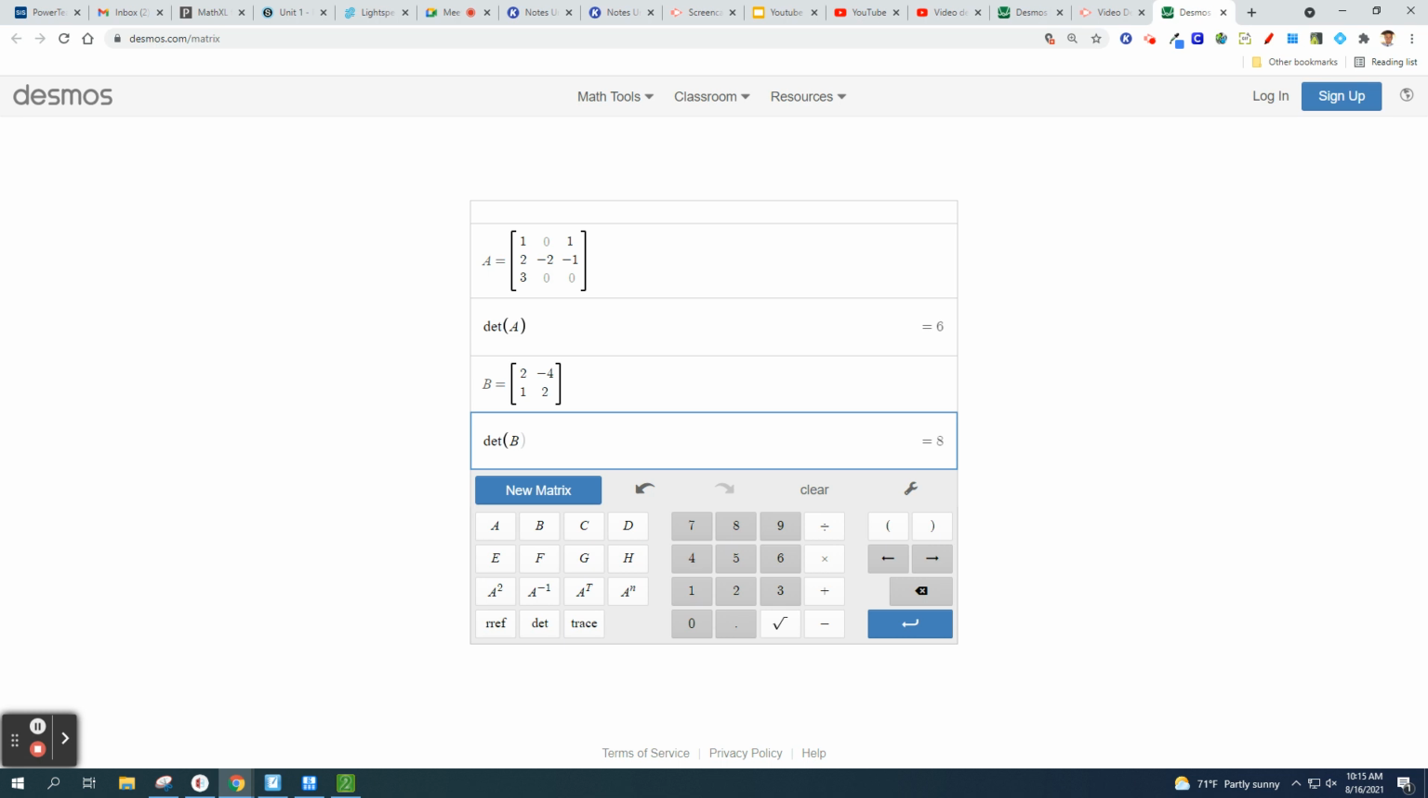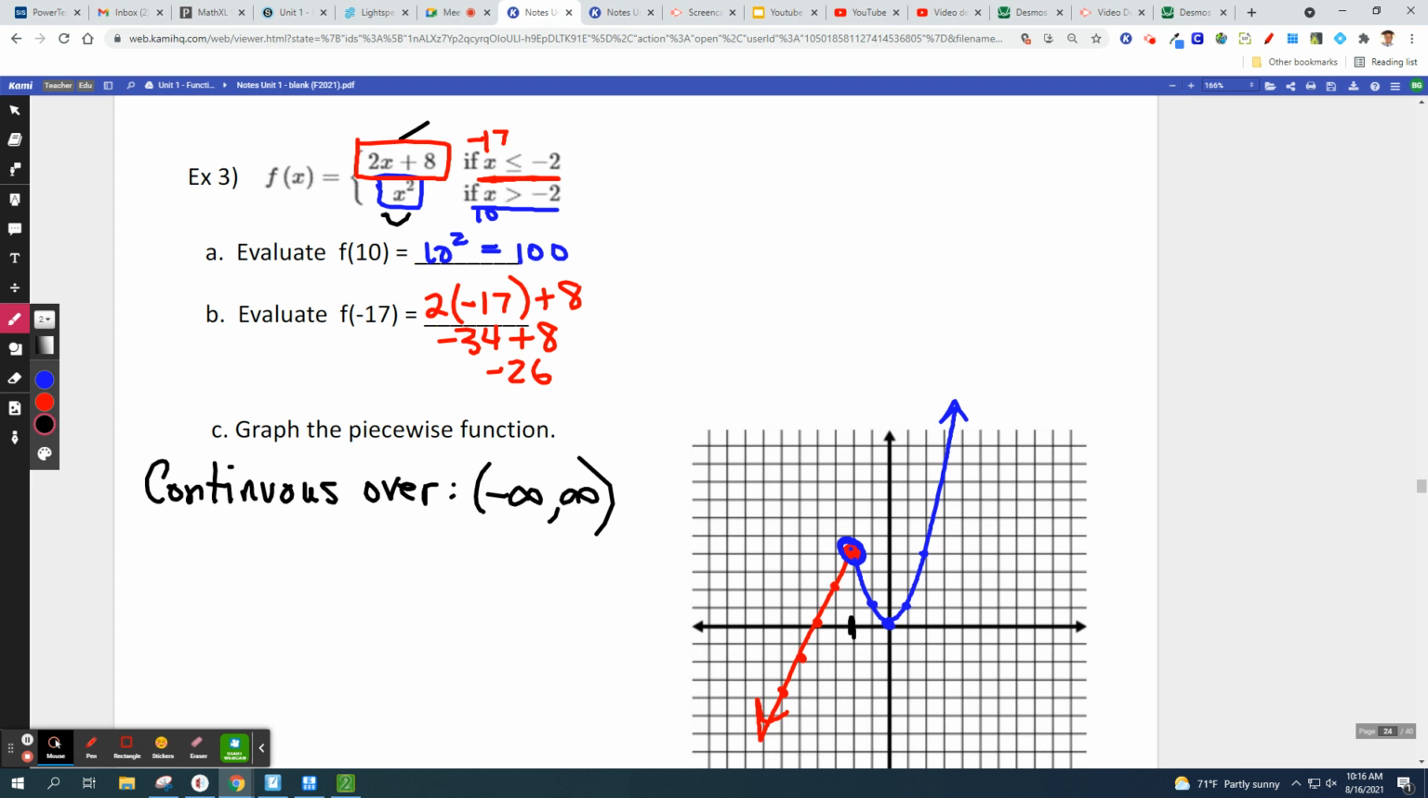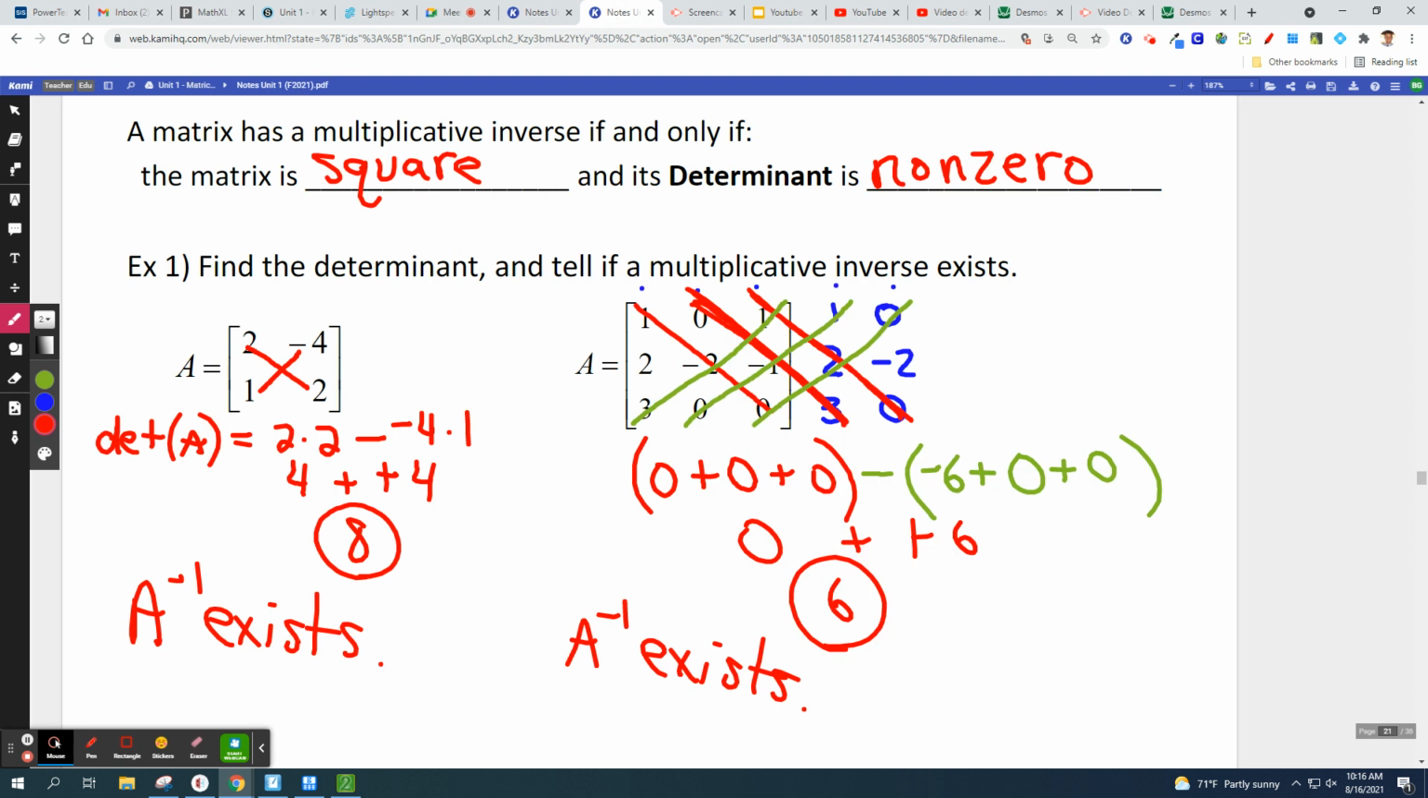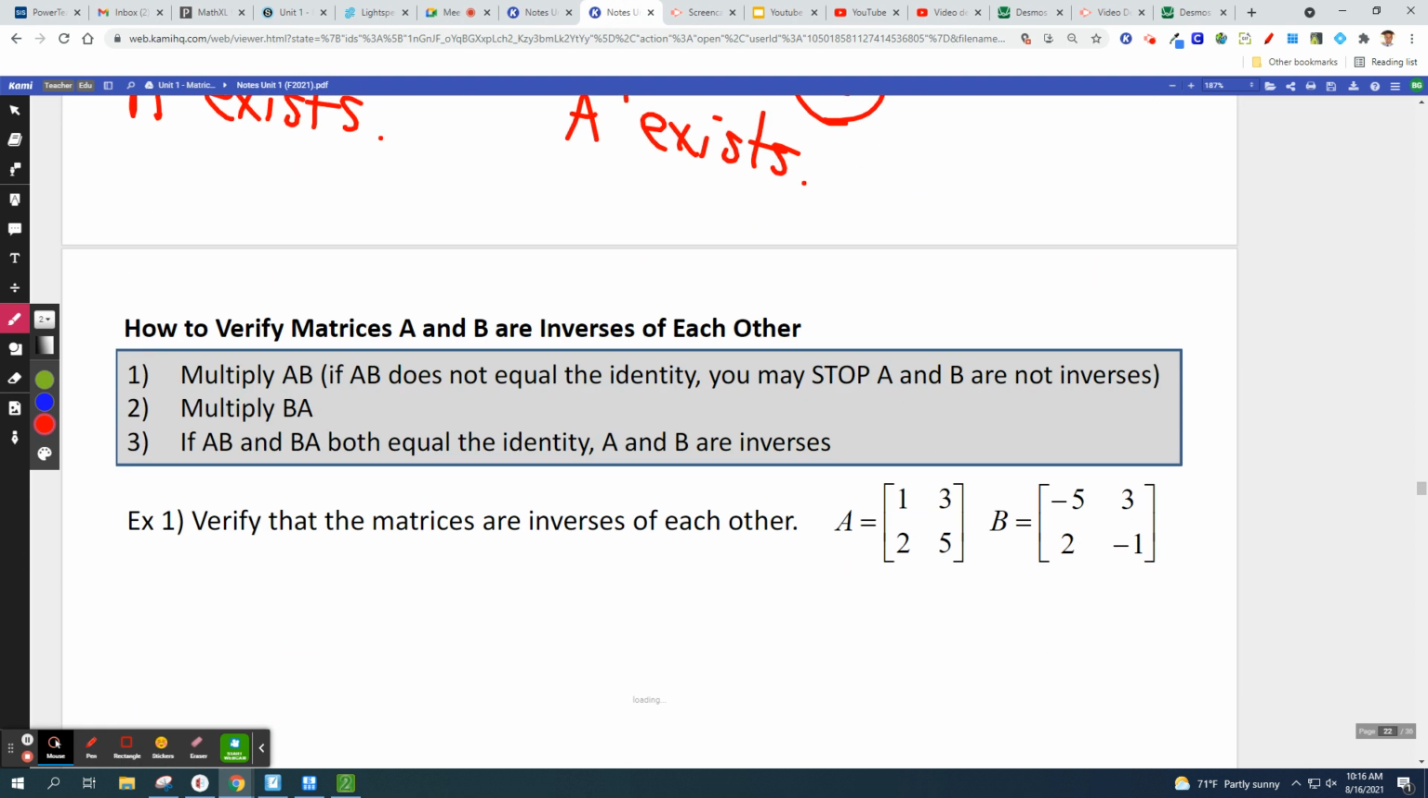So this is a simple website to use. I like this one. Those of you with graphing calculators, enter that matrix and then go into the calc menu and find DET, the determinant. So that's one thing that we can do. Let's move on.